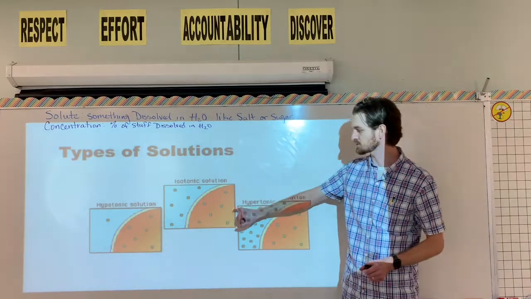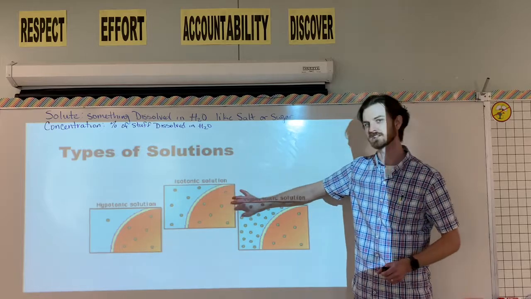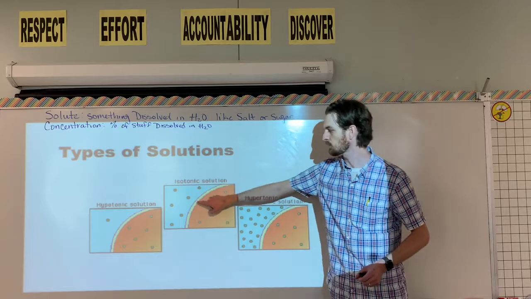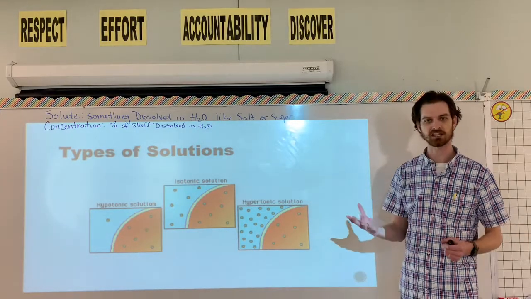In an isotonic solution, you have equal concentrations on each side, or equal percentages on each side. Therefore, the water amount will be equal on each side as well. That's why water will flow both in and out of the cell simultaneously in a dynamic equilibrium.